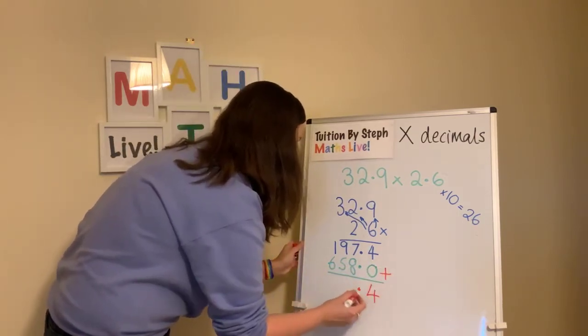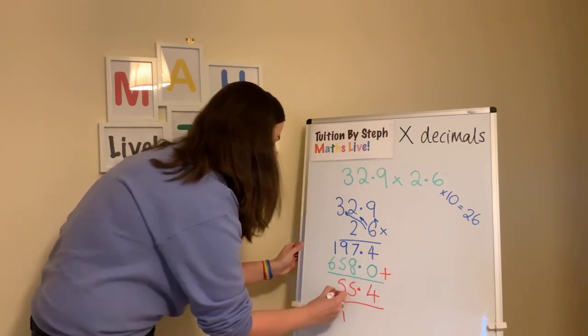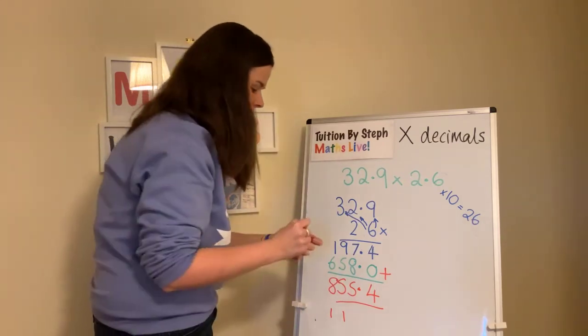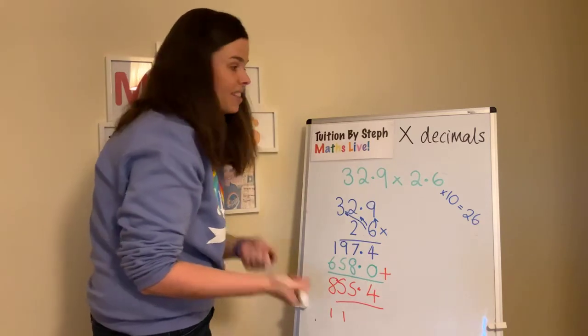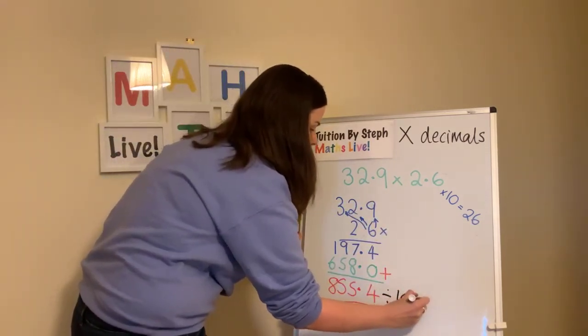So 4, 15, 15, 8, and then right at the end, divide it by 10.